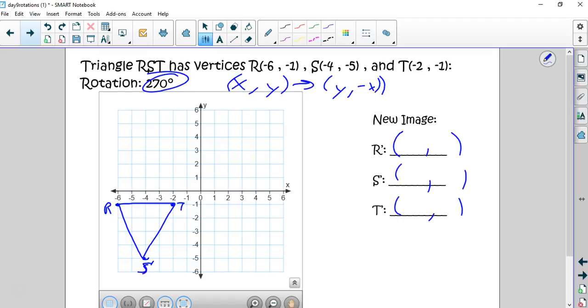So we take all of our points, R prime, we move the y over here. And then S prime, we move the -5 here, and T prime, we go with -1 again. Now we're going to do the opposite of x. So for R, it was -6, R prime is +6. S was -4, +4, -2, +2. R prime, -1, 6. -5, 4. And -1, 2. T prime, S prime, R prime.